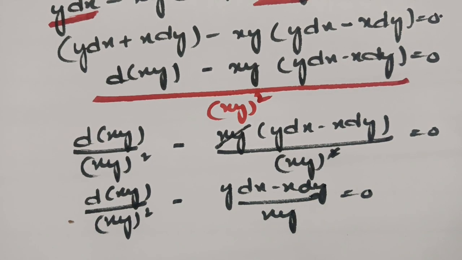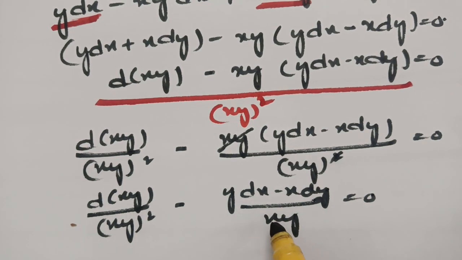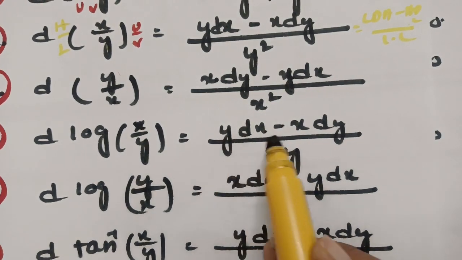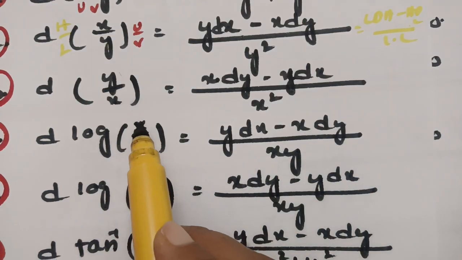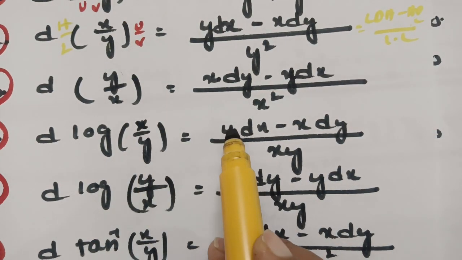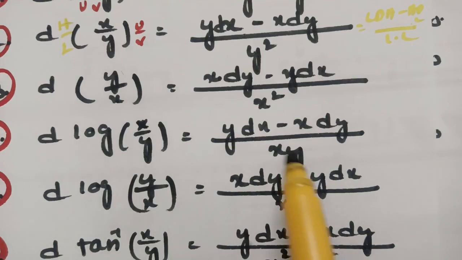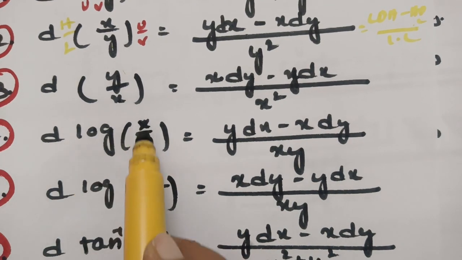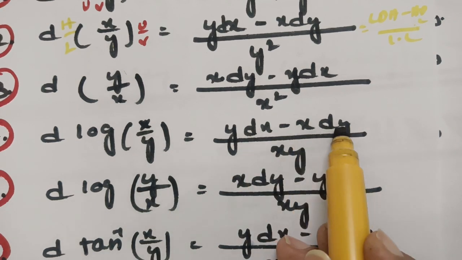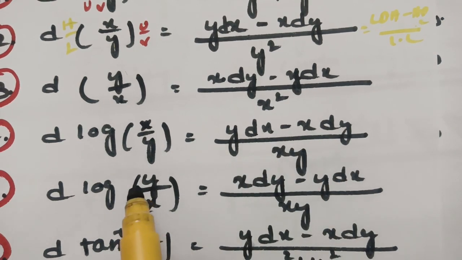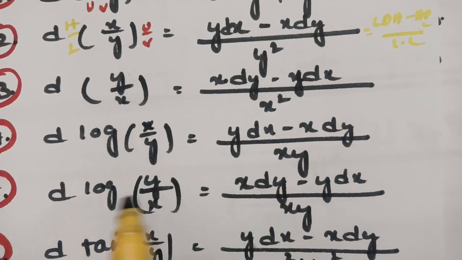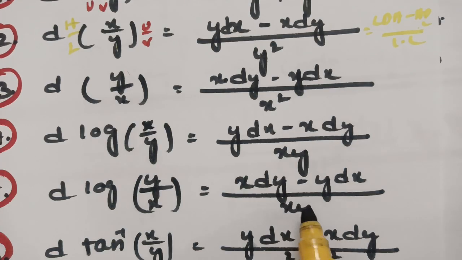I'll show you another formula. If there is multiplication in the denominator, y dx minus x dy, so if there is x here, we have to start with y. Here, always the product will be related to the logarithm. The derivative of log x by y is equal to y dx minus x dy by xy. If it is y in the numerator, we have to start with x here. So always for log, there will be a product in the denominator.